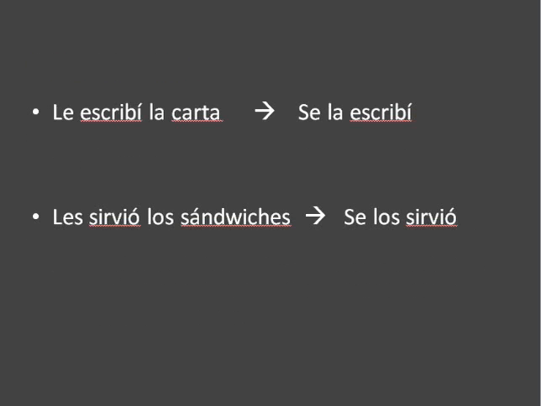So let's look at the first example. Le escribí la carta. So I wrote her the letter. We want to say I wrote it to her. So it would be le la escribí. But remember from the last slide, we can't use le and la together. So the le has got to change to se. So we have se la escribí. In the second one, the les is the indirect object, but we can't have les, los, so we have to change it to se los sirvió.